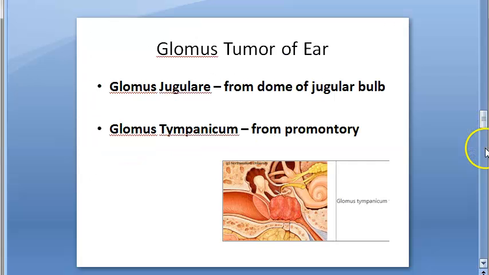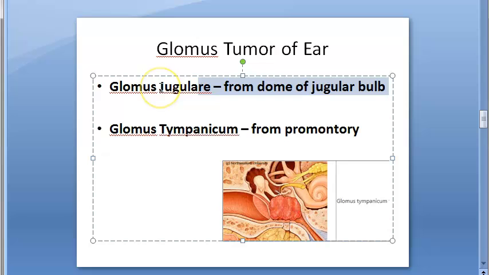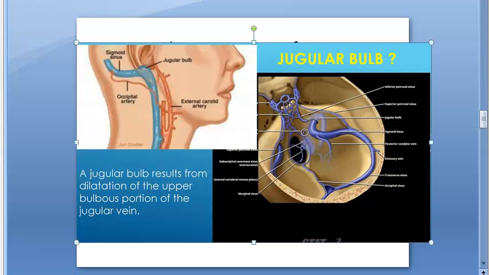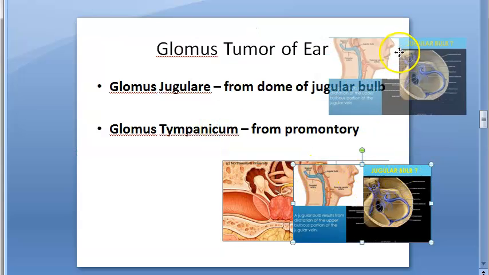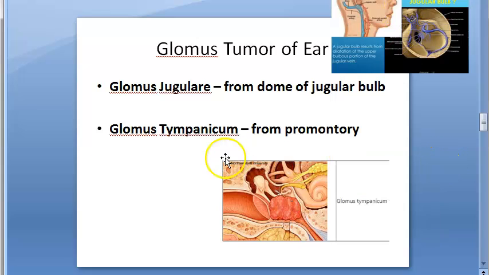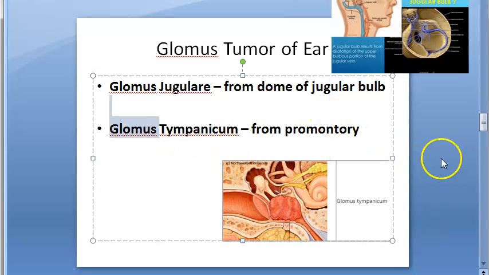Okay. So there are two types because there are two places where glomus bodies can be found in the ear. You have glomus jugulare from the dome of the jugular bulb and glomus tympanicum from promontory. Did you look at where the jugular bulb is? So jugular vein, on that they have shown this jugular bulb. So that is where you will see the glomus jugulare. Then glomus tympanicum from promontory.